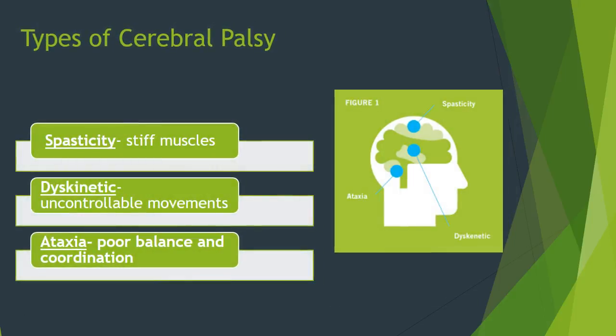The different types of cerebral palsy include spasticity, which is stiff muscles, dyskinetic, uncontrollable movements, or ataxia, poor balance and coordination. It just all depends on what area of the brain has been affected.